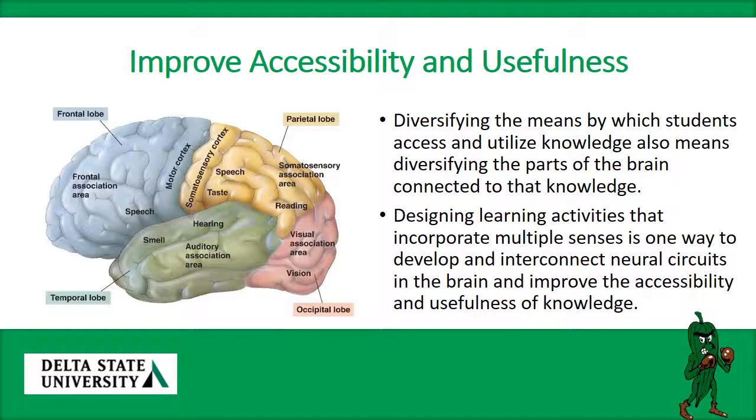Different parts of the brain perform different functions. When we structurally encourage students to access the same course content using different parts of the brain, reading about it, hearing a lecture about it, discussing it, performing tasks with it, we strengthen the connectivity of those concept neurons. We actually improve the accessibility and usefulness of new knowledge.